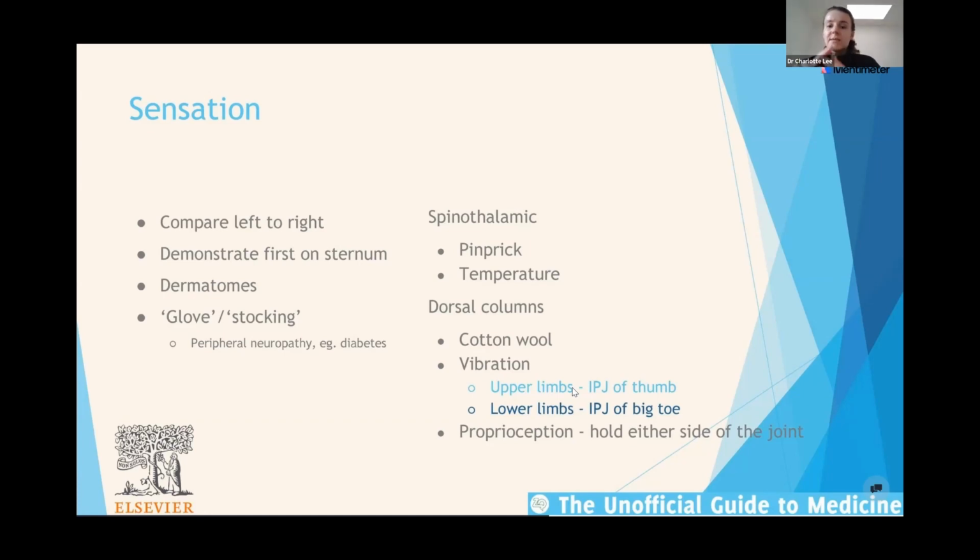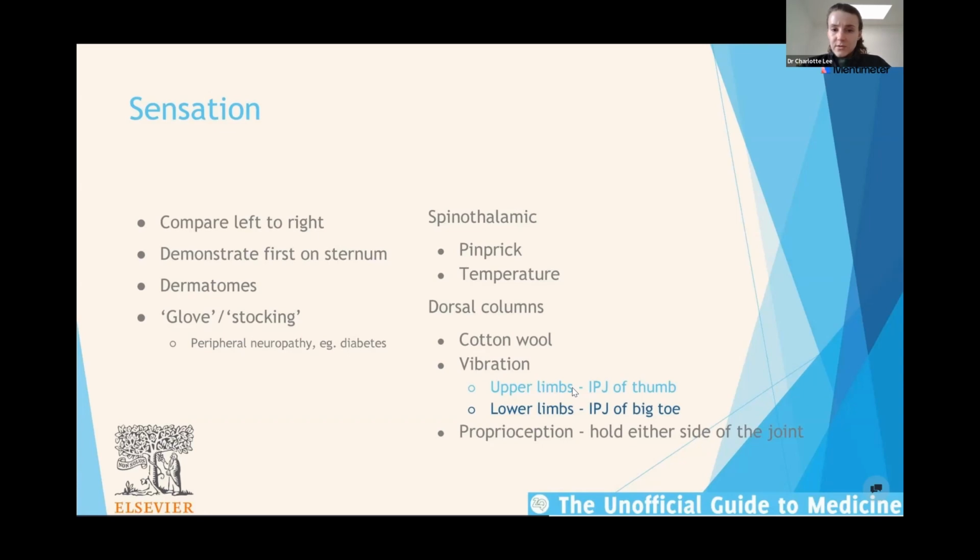And proprioception, so it's important that you hold either side of the joint, so that the patient can't use the sensation of how you're squeezing the finger to identify where the finger is going. You'll demonstrate this first with the patient's eyes open, so you'll move the finger down and say, this is down, this is up. You'll get them to close their eyes, and then you'll give a bit of a wiggle and say, what is this, and what is this, to assess their proprioception.